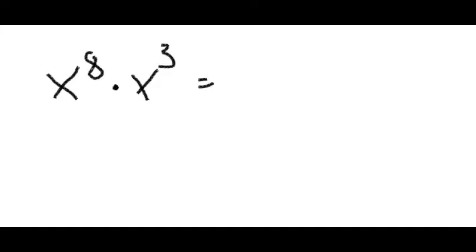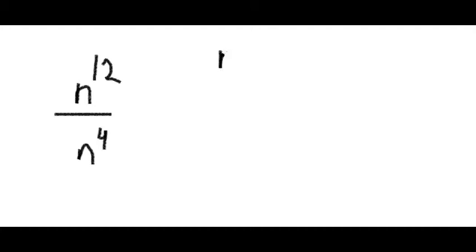Now, let's say this was a division sign, right? X divided by. Same philosophy. With multiplication we add, so with division we subtract. So 8 minus 3 is 5, which is x to the 5th power. Alright, makes sense. I hope it does.